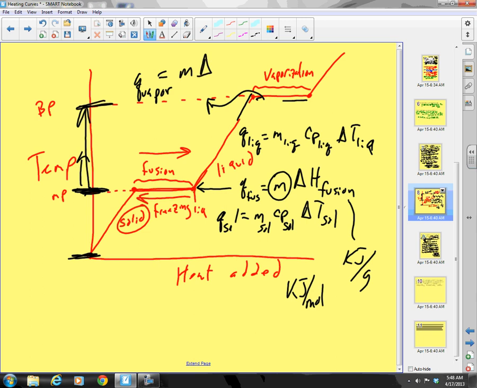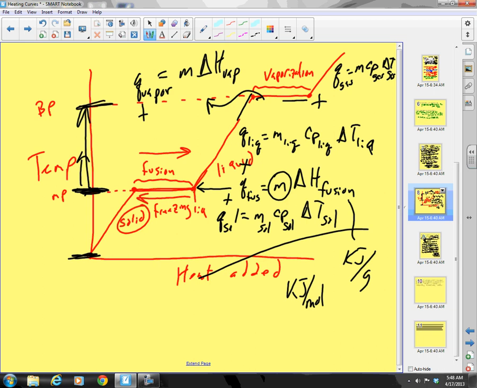Sometimes moles times delta H vapor, and this is my latent heat of vaporization. That's usually given to us. And then finally, we have Q of my gas, which is equal to M gas, C sub P gas, delta T gas. There we go. And then I add all of these together, and that would give me my total Q.